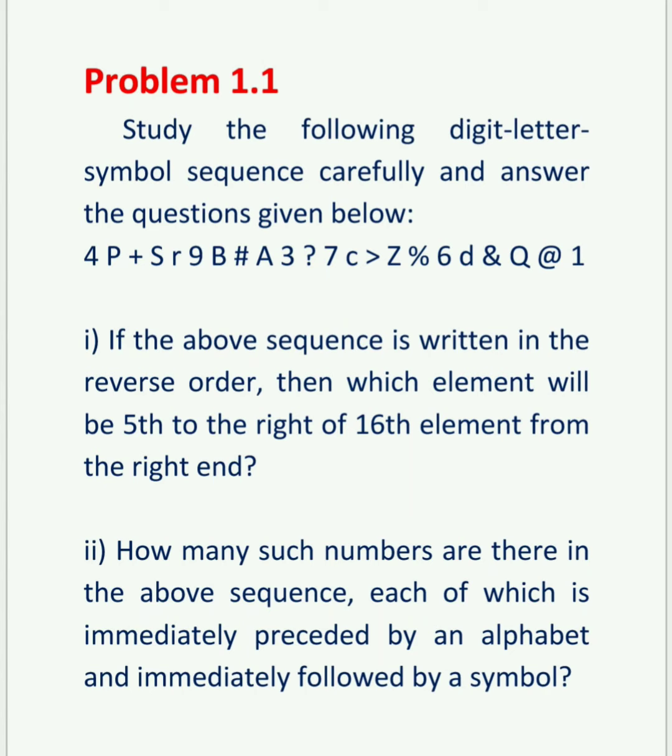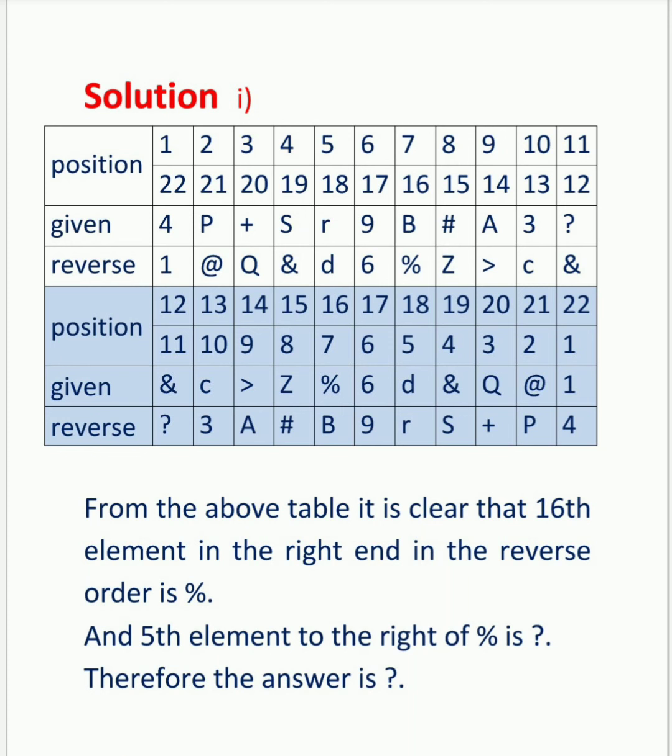So the question belongs to the topic finding positions. In addition, here we find the position in reverse order. Question number 2: how many such numbers are there in the above sequence? If we create this type of table, then it will be easy for us to solve the problem. Here I make a table which contains a heading called position, which represents order and reverse order. Next, the series in given order and reverse order.